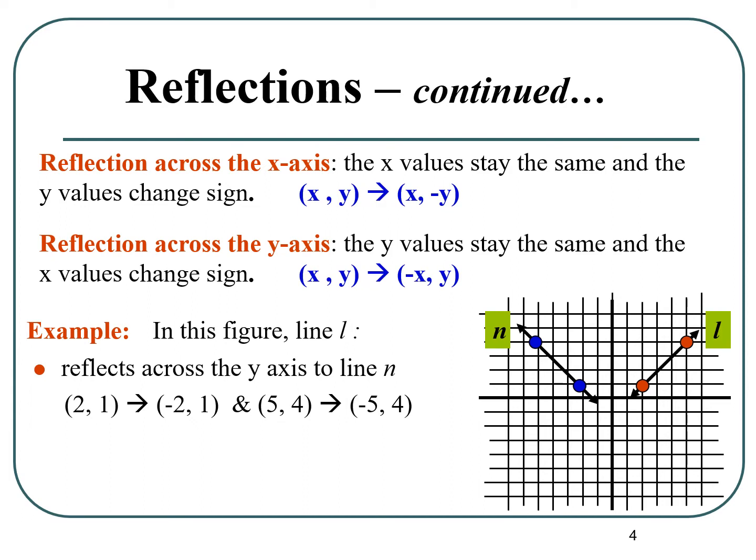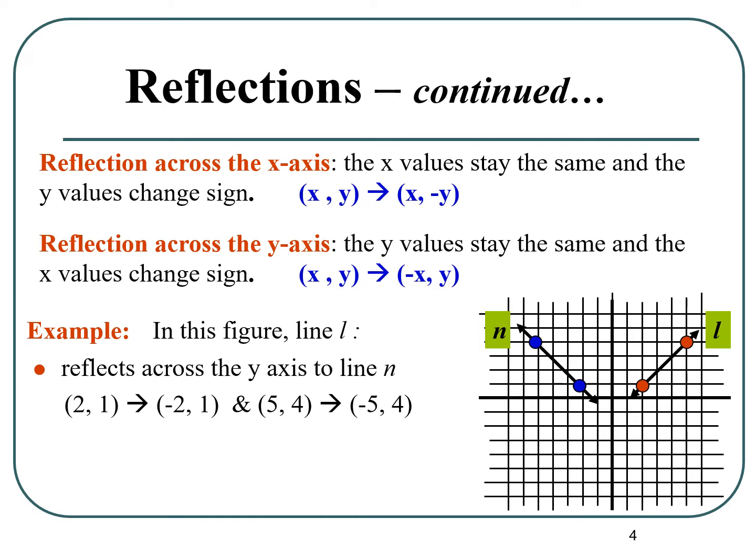And then if we are going to reflect across the y-axis, the y values stay the same and the x values change sign. So from (x, y), it will become (negative x, y). So you copy your y coordinate and take the opposite of your x.